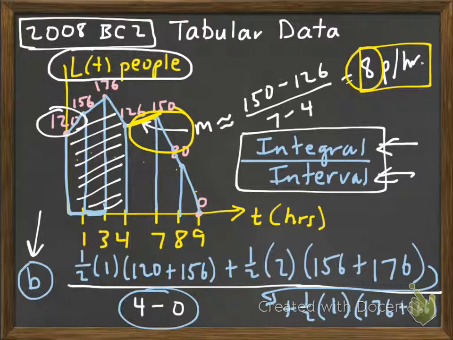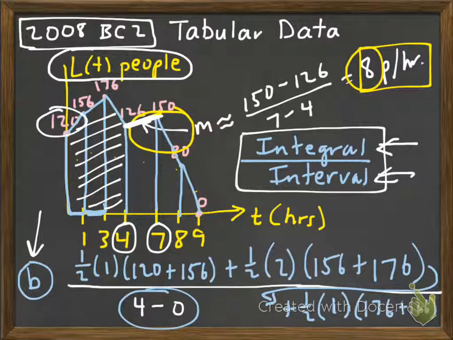Part A asks us to estimate the rate at which the number of people waiting in line was changing. If we want the rate of change of something, we're going to find the slope. The only slope we can find is the slope of the line segment between the 126 and the 150 mark. That slope is the average rate of change between t equals 4 and t equals 7.